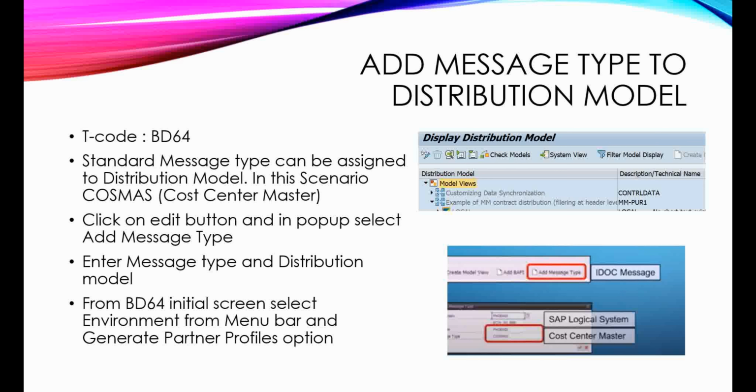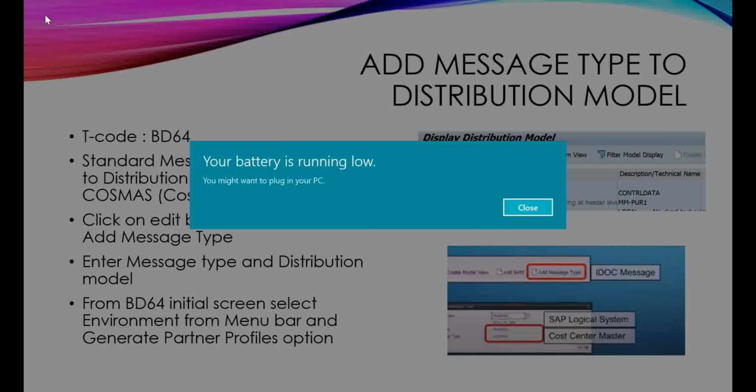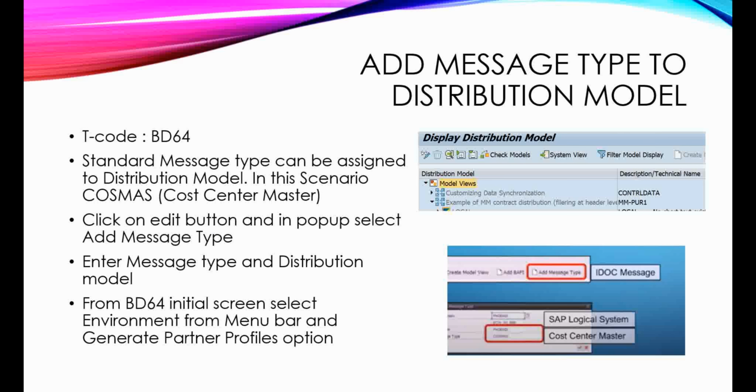This will take you to another screen. There we have to provide the cost center master data message type, which we assign to the distribution model. From the BD64 initial screen, in the menu bar, we can see the environment option. If you click on that, you can see two options. There you have to select the generate partner profiles option. It will help to assign the message type to partner profiles.